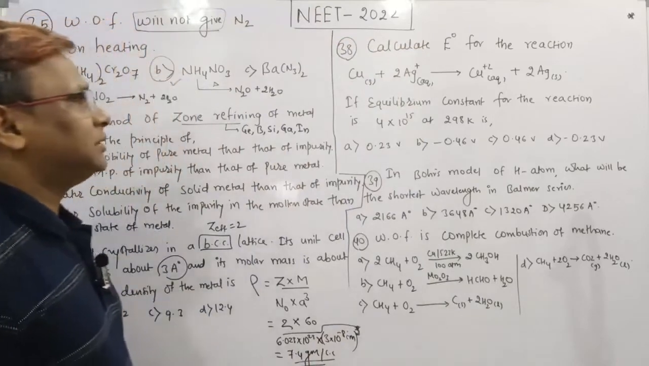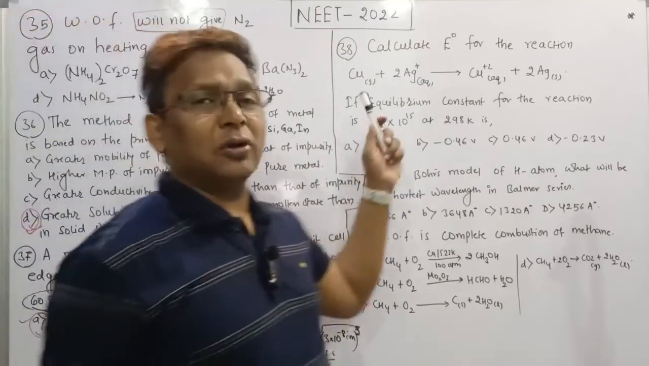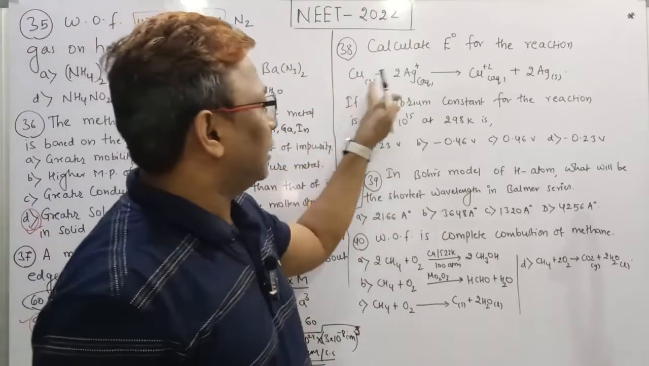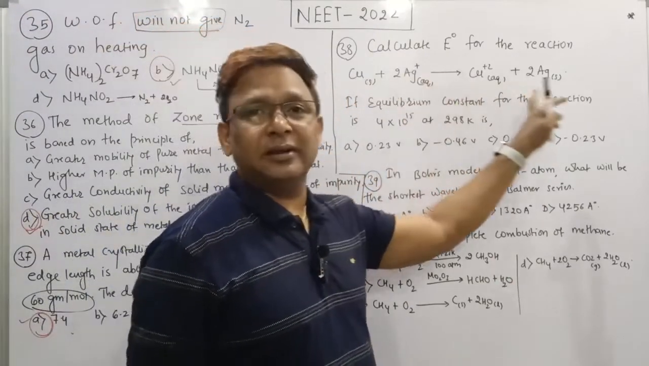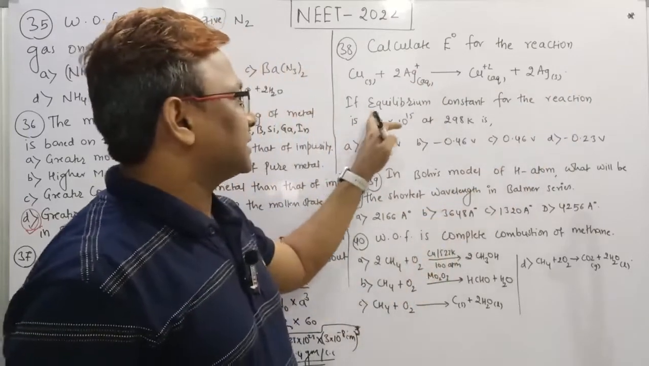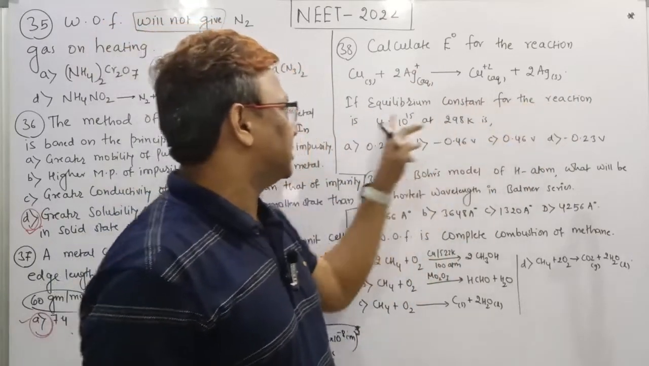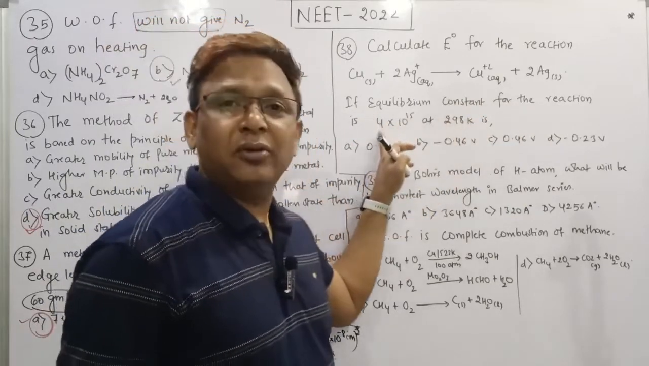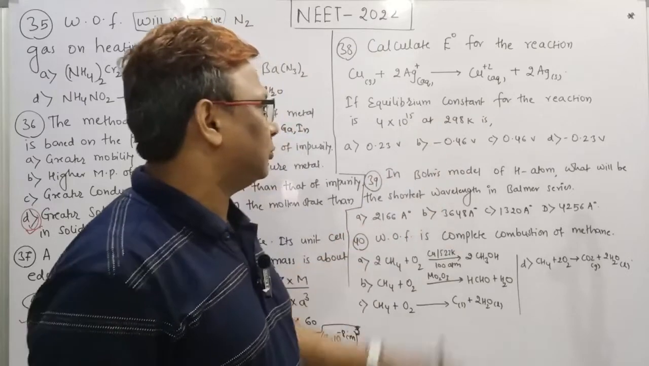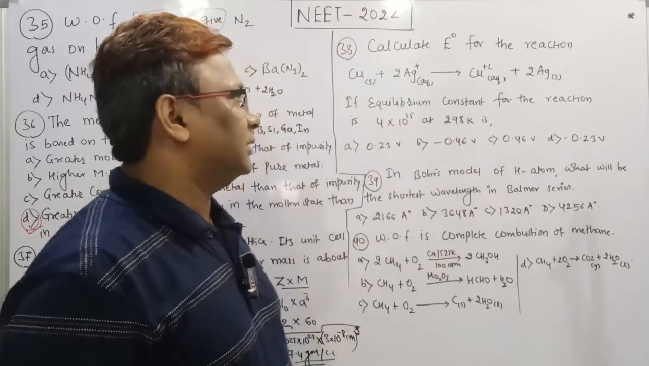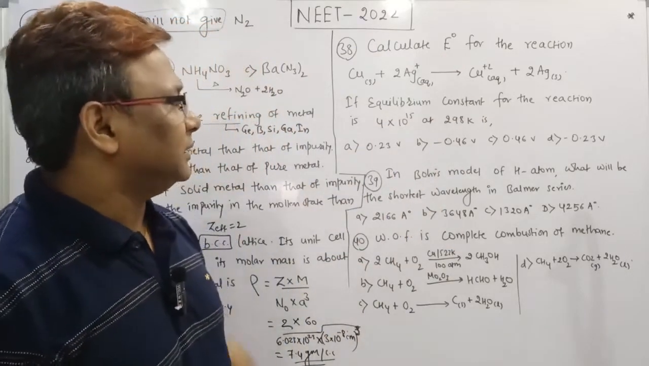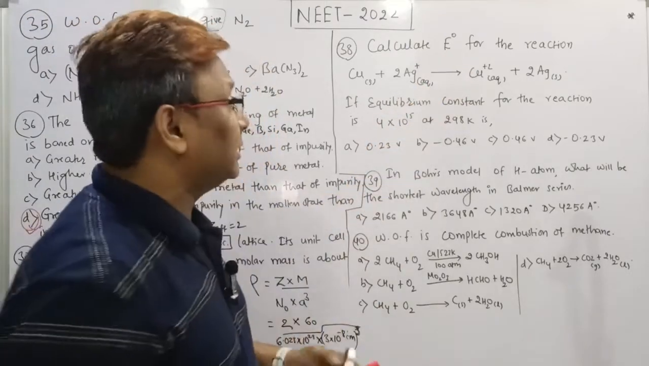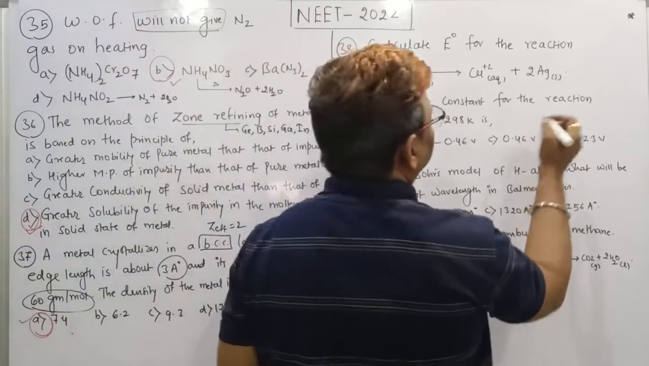Now question number 38, calculate the E naught of the reaction. Right, beta? Copper undergoes oxidation and silver undergoes reduction. Sorry beta, they are asking the equilibrium constant value; they gave 4 into 10 to the power of 15 at 298. What is the E naught value of the reaction they are asking? But in this case, where the equilibrium constant is given and E naught is asked, you know the formula.